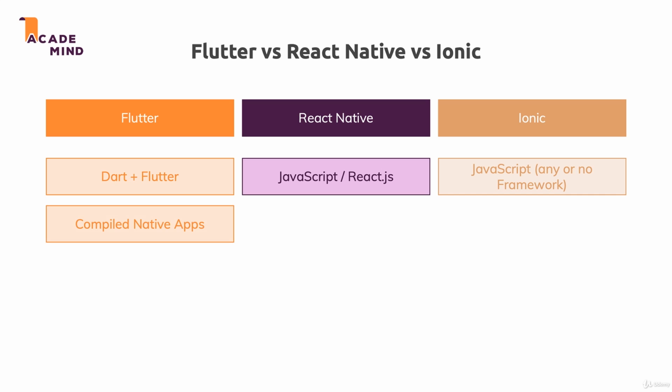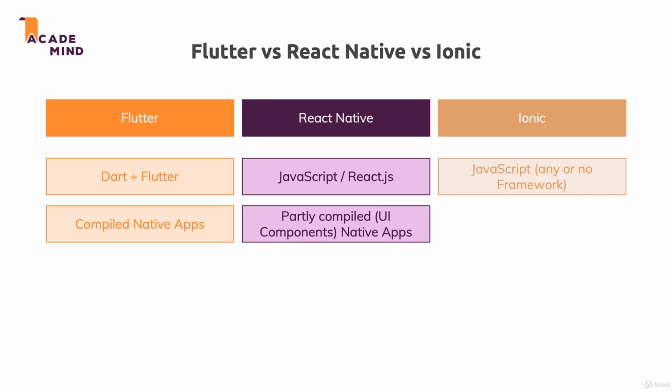Now the result of Flutter is that you get compiled native apps, so you get real native apps compiled for the target platforms. For React Native, that's pretty much the same, but I wrote partly compiled here because the apps are compiled to native apps, but there also are parts in your JavaScript code which are actually not compiled, but basically enclosed in the native app and run as JavaScript instead of as compiled code. And that's different for Flutter. There, all the code is compiled and runs as native machine code.